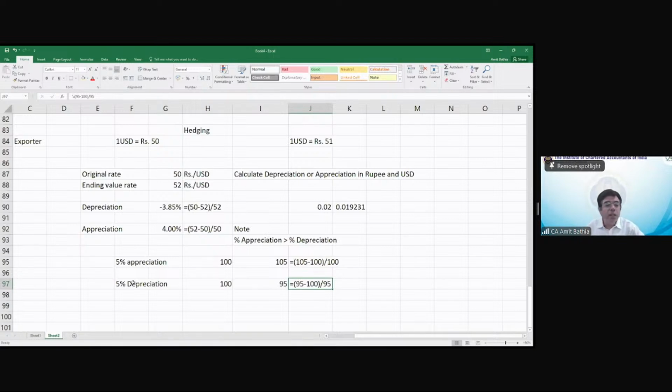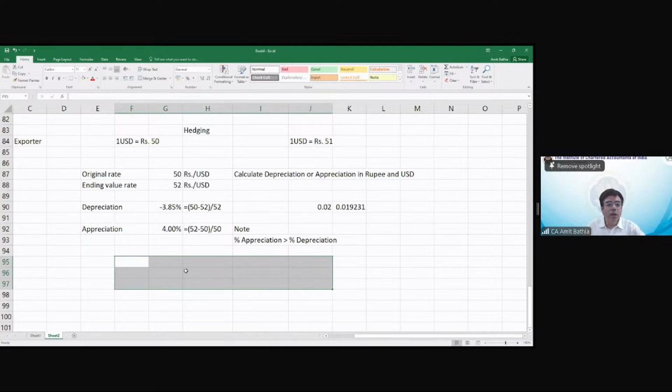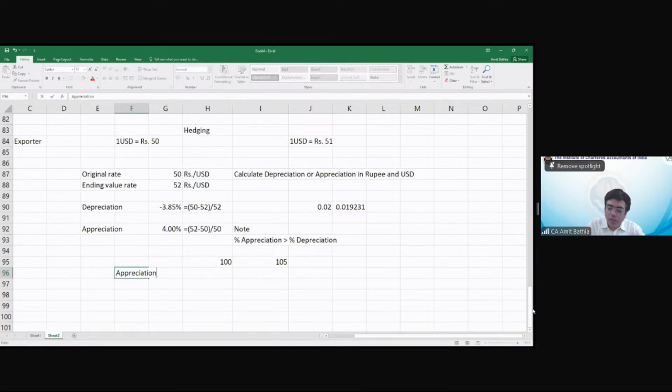Now, let me relate these two concepts together so that it becomes a lot easier for you to relate to, right? On the same example. So my value is 100. If it becomes 105, right? On the same example, now tell me, what is the appreciation over here? Appreciation is 5 upon, how did I get 5? 105 minus 100. Divided by 100. So I get 5%. Am I right?